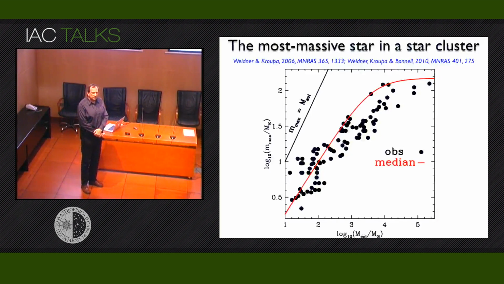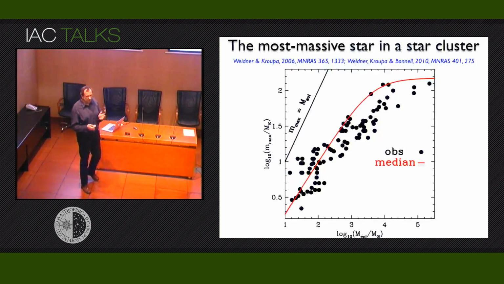Carsten, coming back to this plot, I just want to be sure I understood you well. You're saying that the IMF is a probability distribution. So are you saying from this plot that the probability of finding a massive star is not the same as what you would expect from the IMF? So you find more massive stars, although in the end they follow the same distribution. Can you expand on this?